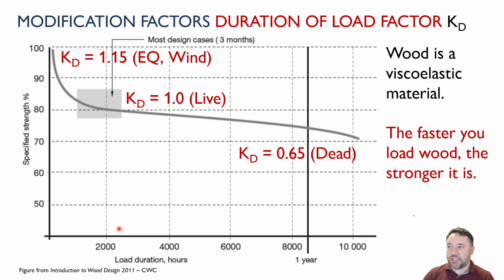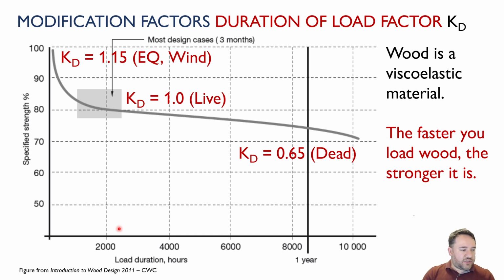Okay, the first one is our duration of load factor. And I mentioned earlier that this factor is necessary because wood is a viscoelastic material. Another viscoelastic material that you'd be familiar with is concrete. And the way that manifests for concrete is through creep, right? So if I have a load that's applied over a very long time, then I get a very large deformation, okay?